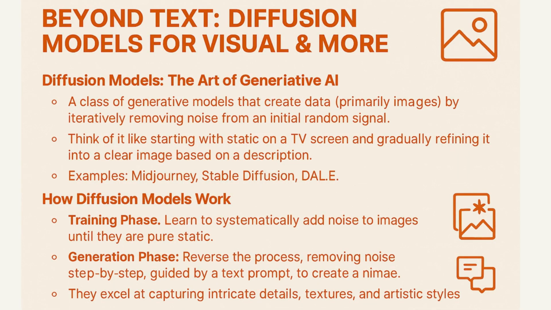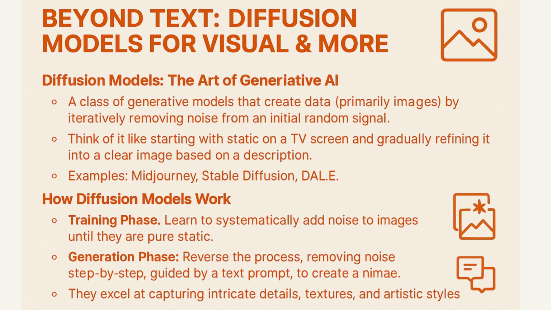This slide shifts focus to another powerful branch of generative AI, that is diffusion models, which go beyond text to generate visual content. These models work by starting with random noise and gradually refining it into a meaningful image guided by a text prompt. It's like turning static on a TV into a detailed picture. During training, they learn how to add noise to images, and during generation, they reverse that process to create stunning visuals. Popular examples include Midjourney, Stable Diffusion, and DALL-E, which are known for producing high-quality, detailed, and artistic outputs.